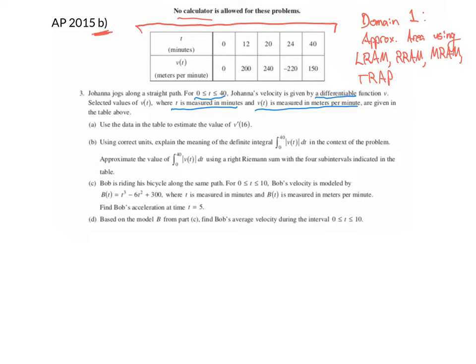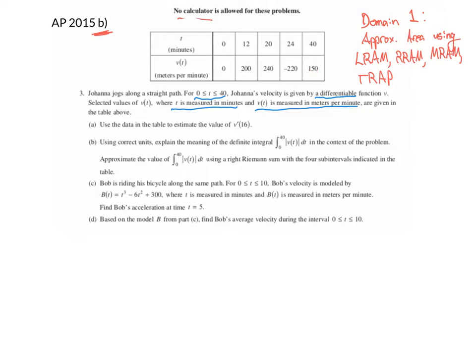Okay, so we have got a few numbers up here, values of t, and also it looks like Joanna's velocity at those different values of t. So at first Joanna was going 0 meters per minute, and then after 12 minutes she was going 200 meters per minute. After 20 minutes she was going 240 meters per minute, so she sped up in that time, so on and so forth. At 24 minutes she's going negative 220 meters per minute, which, if you recall from particle motion, just means she's going to the left instead of to the right. And then at time 40, to finish it up, she was moving at 150 meters per minute.